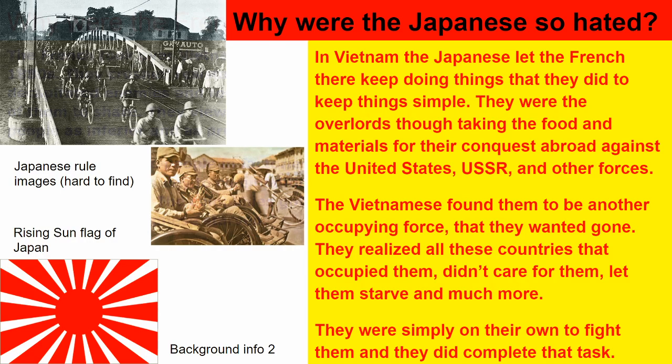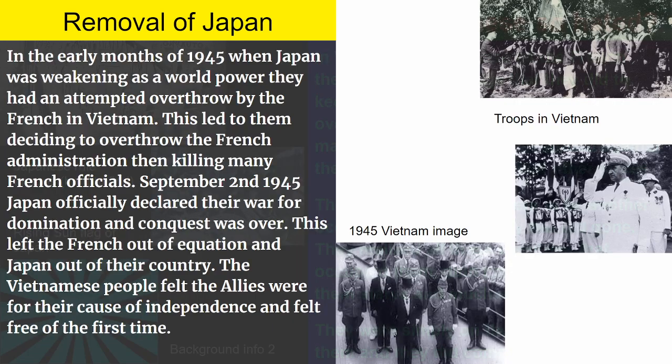In a way, the Vietnamese had a different feeling towards Japan, considering it was another Asian superpower, and they were shocked that they were able to take out the French. So it's quite an interesting thing for them. So Japan got removed in the early months of 1945.